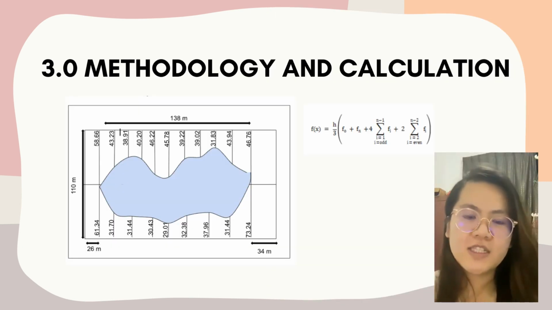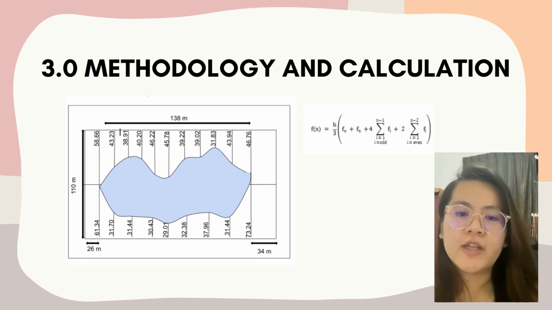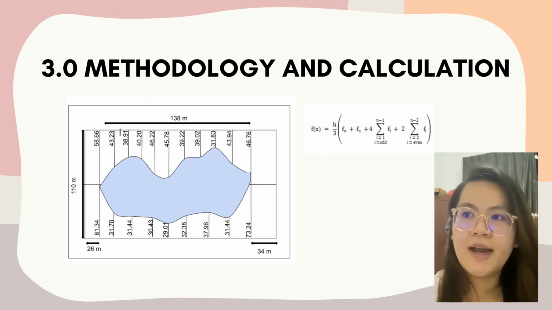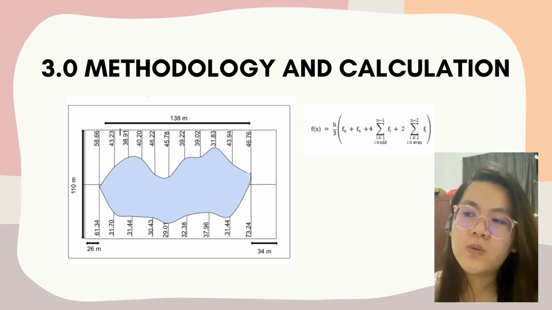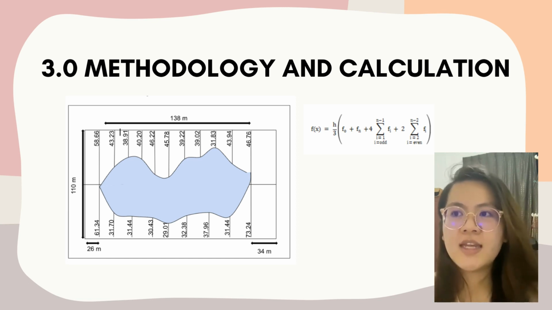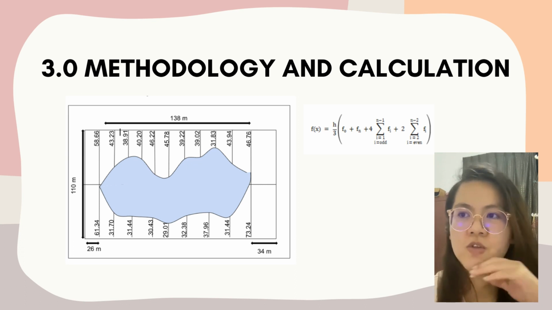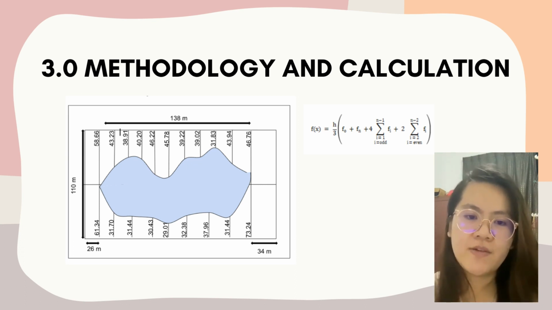My name is Feng Ziyi. Let me continue to the methodology and the calculation part. Figures show the relative parameter of the length from the edge of the pool. In this project, the method of Simpson's 1/3 rule is used to calculate the relative area.